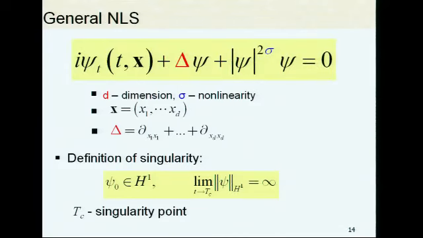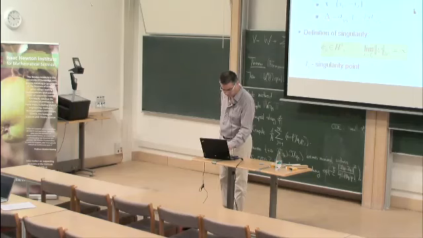So I consider a more general NLS now. It's in D dimensions, t is time, x is in R^D, and the nonlinearity exponent is 2 sigma. And the standard definition of singularity formation is that the initial condition is in H1, and if the H1 norm becomes infinite, we say that the solution becomes singular.